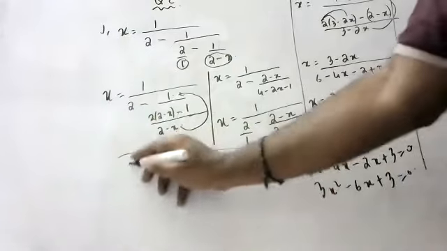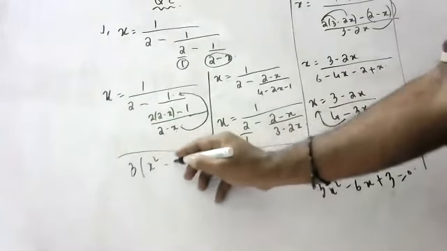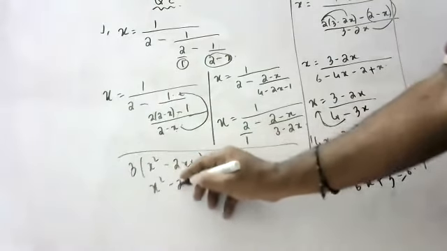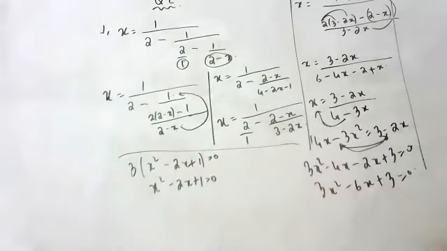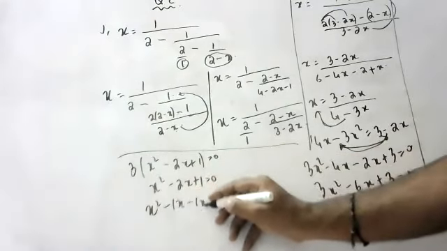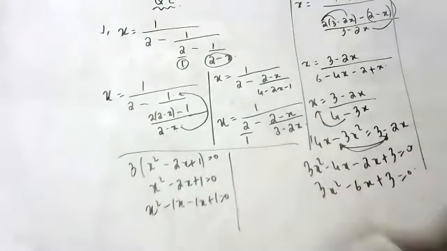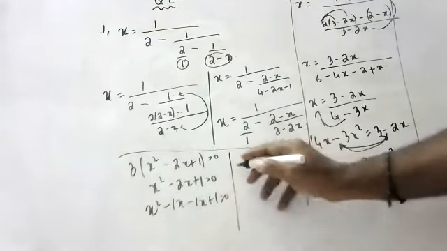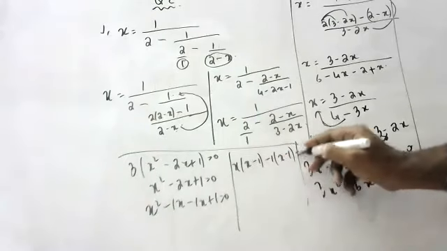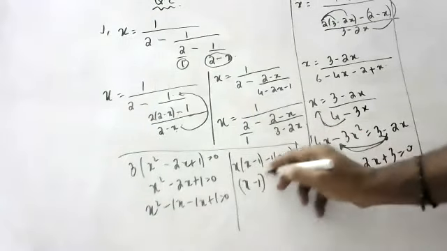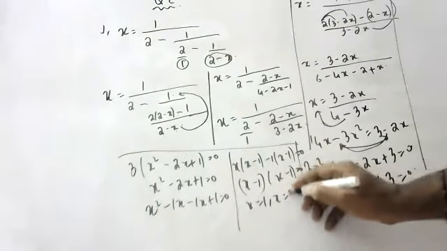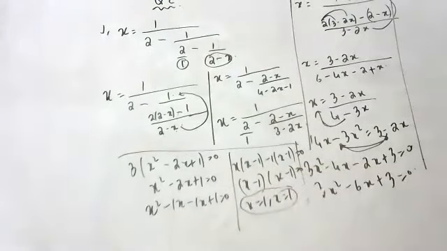3 you take common, children. If you take 3 common, x square minus 2x plus 1 is equal to 0. What happens, children? x square minus 1x minus 1x plus 1 is equal to 0. Okay, children? So x I am taking common, x minus 1, minus 1 I am taking common, x minus 1 is equal to 0. x minus 1 and x minus 1 I am taking common. So x is equal to 1 or x is equal to 1. Like this. Very, very important sum, children.